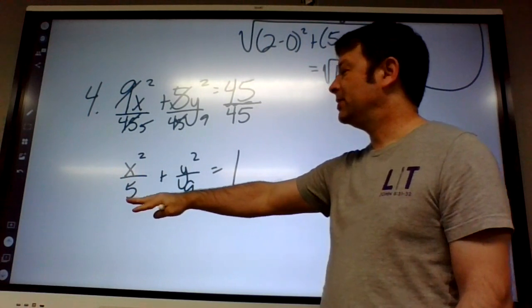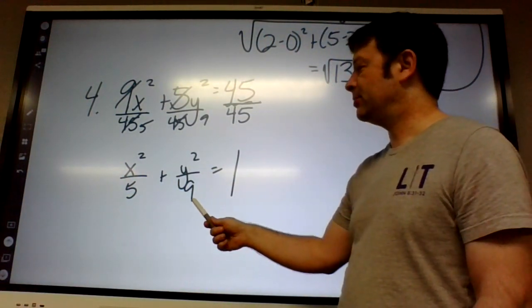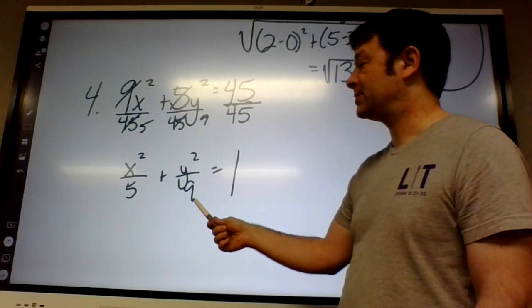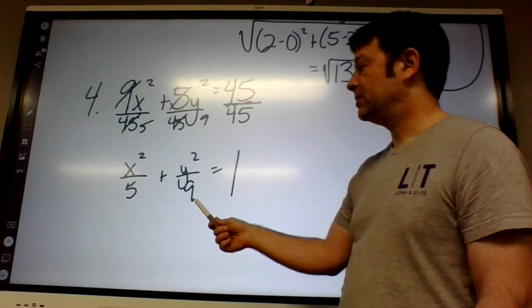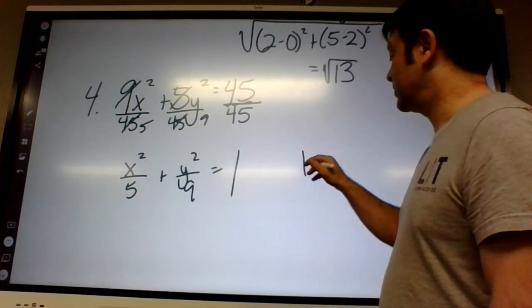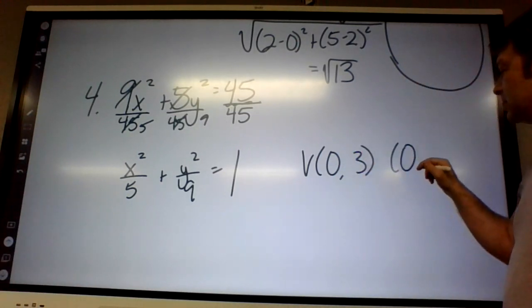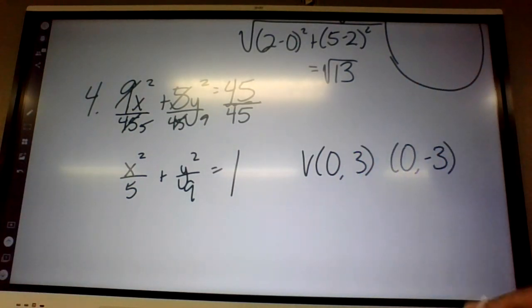This is an ellipse. What's the major axis? y. What are the vertices? 9, no, wait, that's 3. 3 and -3. And it's on the y-axis, so the vertices are at (0, 3) and (0, -3).